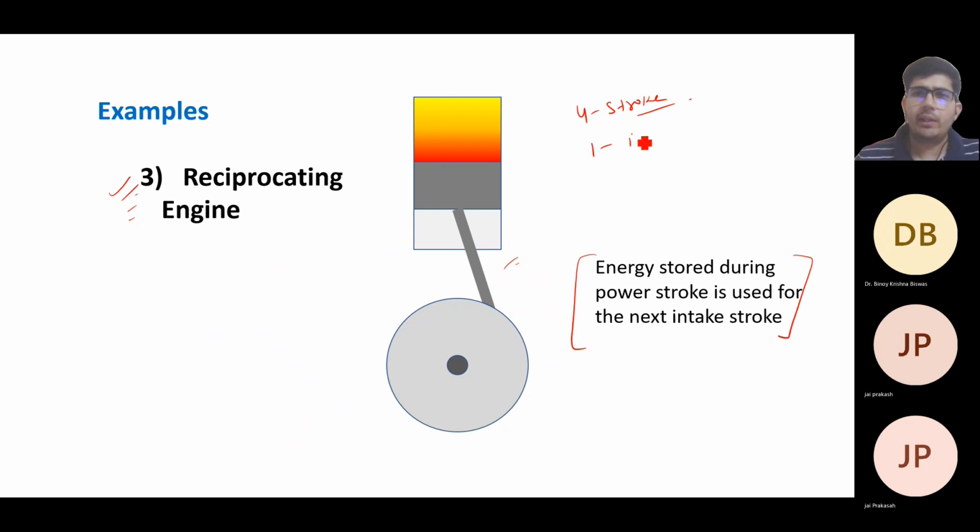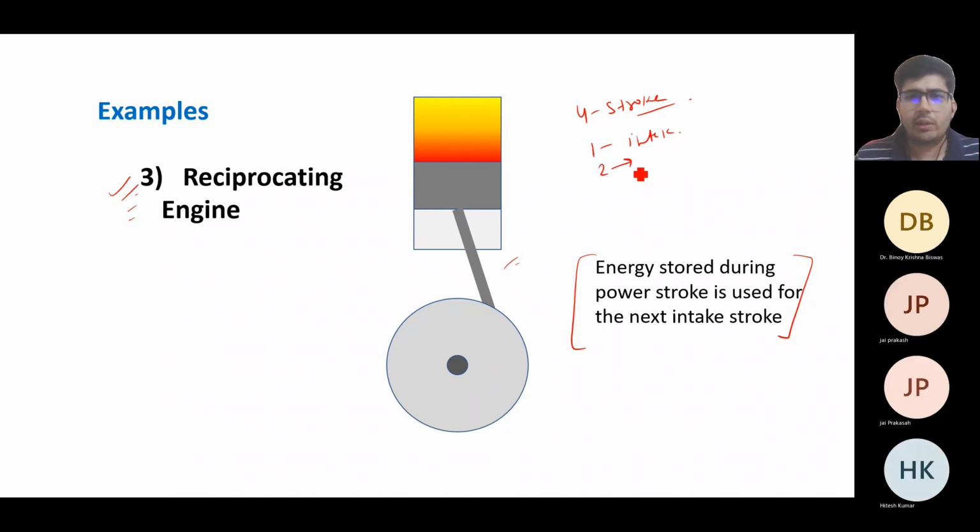The first stroke is intake, the second stroke is compression, the third stroke is the power stroke, and the fourth is exhaust.